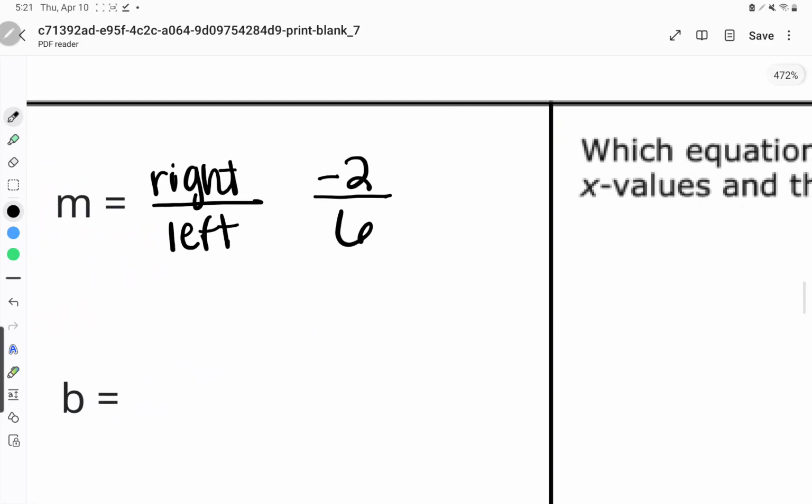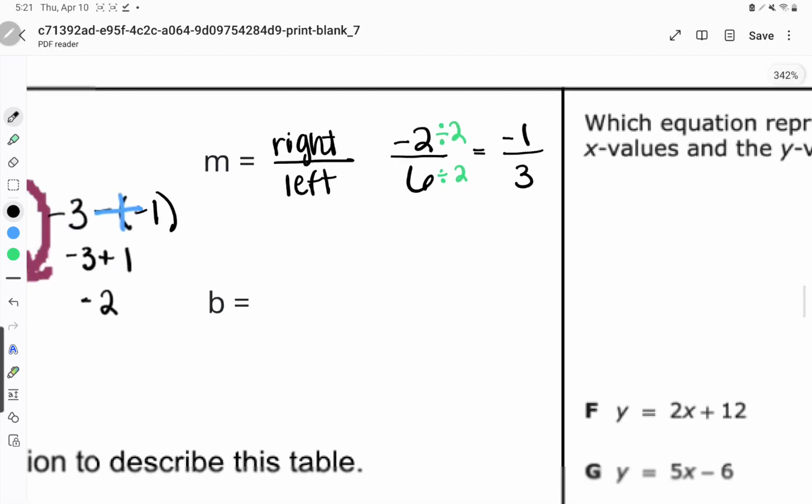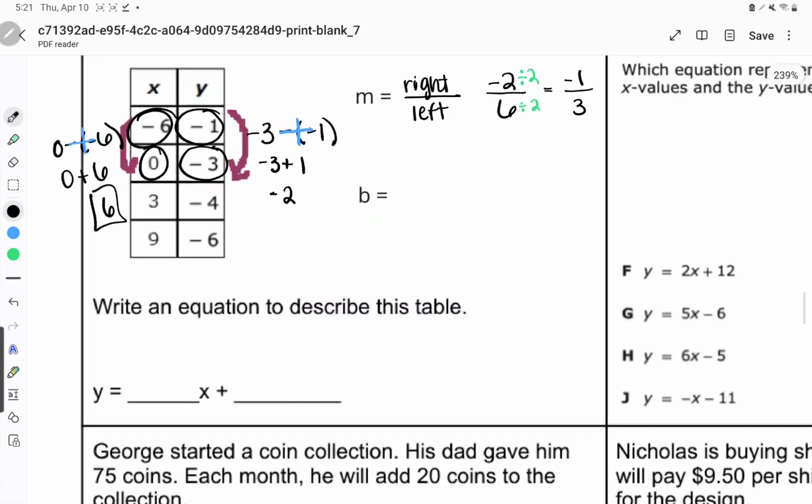What are both -2 and 6 divisible by? 2. And -2 divided by 2 gives me -1, and 6 divided by 2 gives me 3. So my m is -1/3.